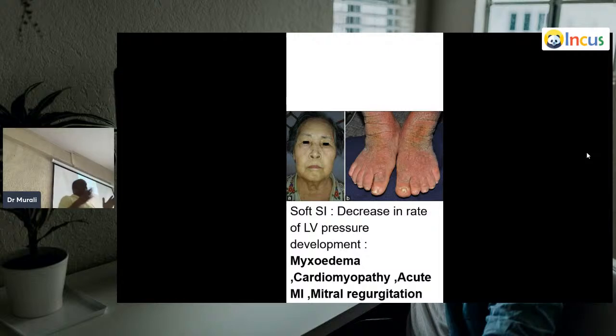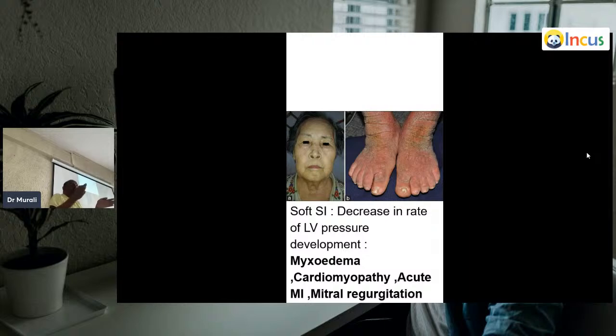Imagine you have two widely opened valves. Leaflets are widely opened. From atria, blood is going into ventricle, right? Suppose this moving of the blood from atria into ventricle is happening fast, then what will happen? The pressure crossover will happen quickly, and the closure of the valve occurs quicker.